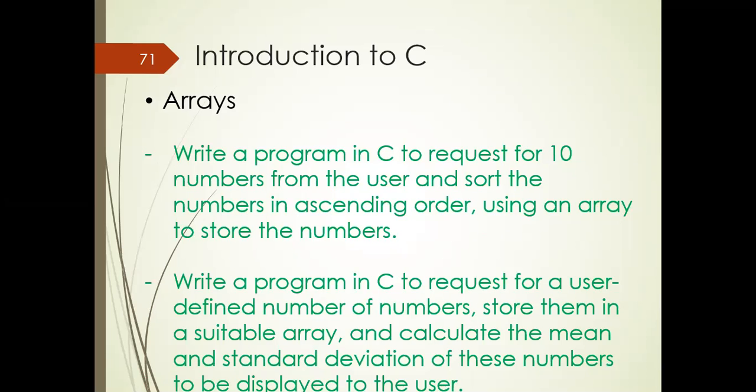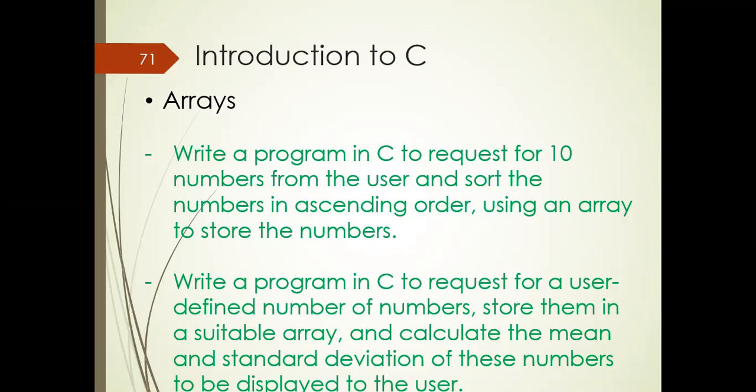So based on that, the first program I'm asking you to write is: write a program in C to request 10 numbers from the user and sort the numbers in ascending order using an array to store the numbers. So the program is first going to request 10 numbers from the user, and this is a new part now. You have to see how you are going to sort the numbers in ascending order, meaning you start with the smallest one and go to the largest one. So this is a new piece of code, a new algorithm which I want you to think about.